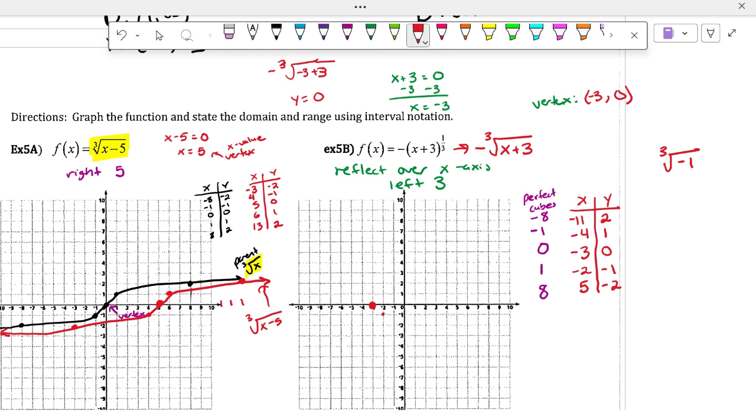So these would be the points I would graph. So I have -2, -1, 5, -2, -4, 1, and then -11, 2. So my graph looks like this.